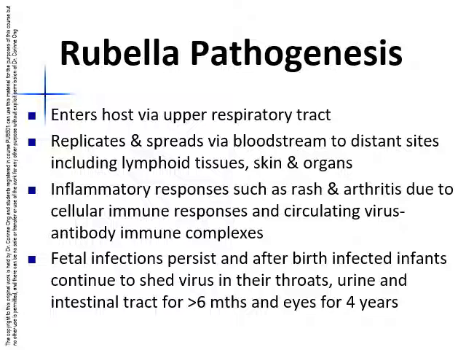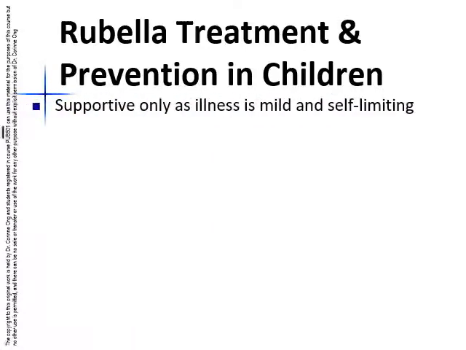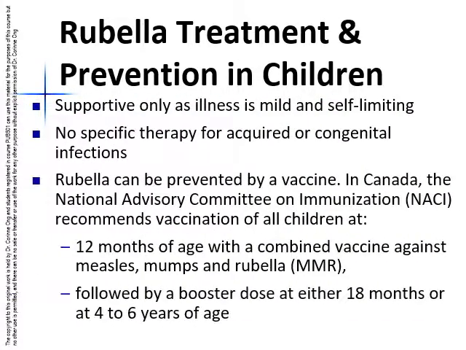Fetal infections are particularly dangerous and persist after birth. Infected infants continue to shed virus in their throats, urine, and intestinal tract for more than 6 months and eyes for as long as 4 years. There is no treatment for rubella, and since the illness is mild and self-limiting, only supportive measures are required. There is also no specific therapy for congenital infections. However, a vaccine is available.